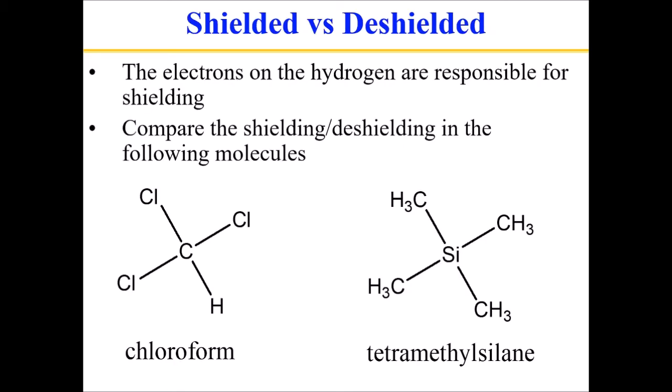So let's consider 2 different molecules, chloroform and tetramethylsilane. Tetramethylsilane is often abbreviated as TMS, and we use it quite a bit. These are both common solvents that we can use in the organic chemistry laboratory. They're both liquids at room temperature. The proton, or the hydrogen nucleus in chloroform, is highly de-shielded, meaning that the electrons that are supposed to protect it from that externally applied magnetic field have been pulled away by the chlorines.